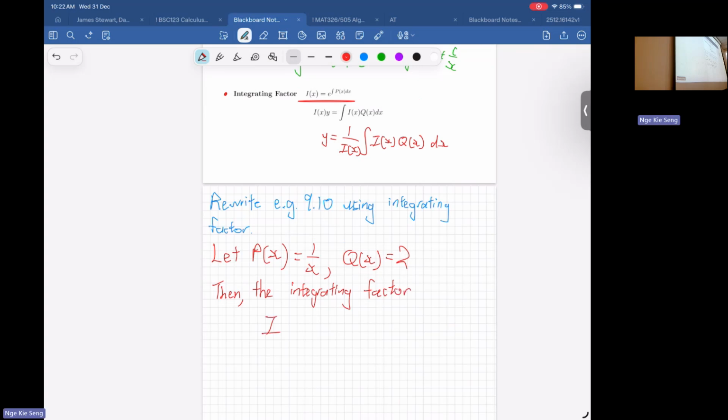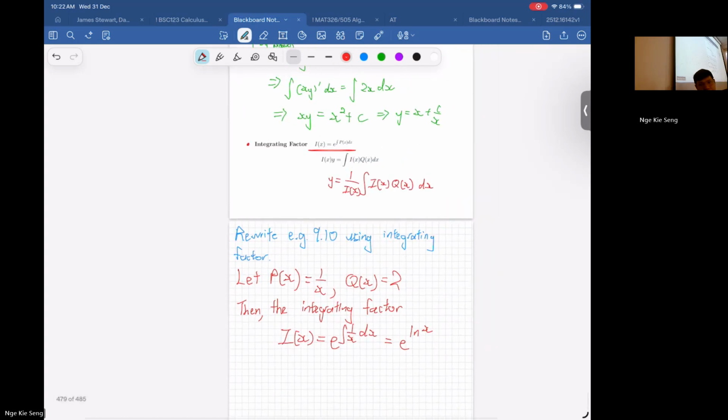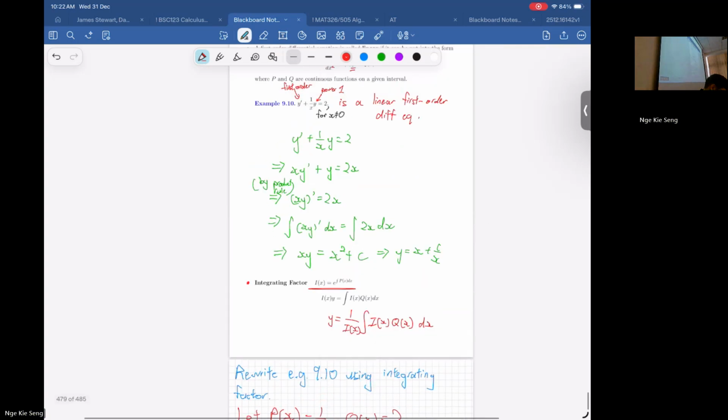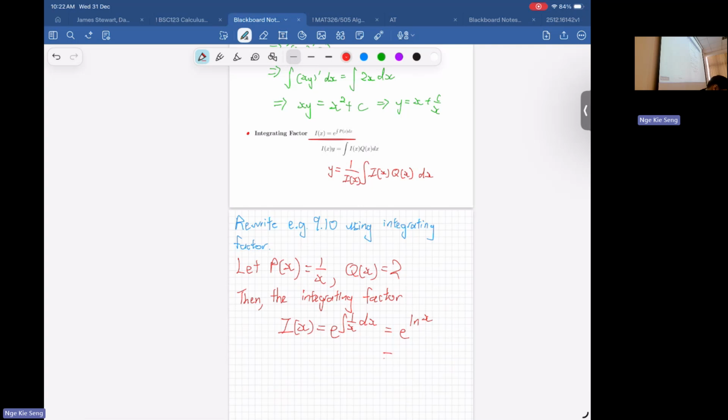And the integrating factor I(x) is just equal to e to the integral of 1 over x dx, which is equal to e to the log x. Then you just get x.